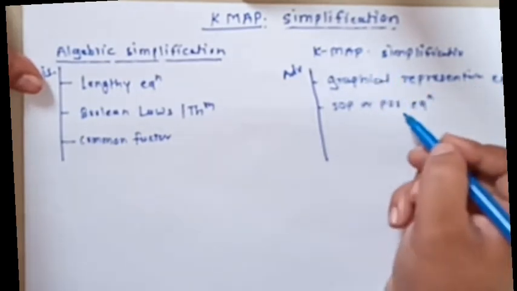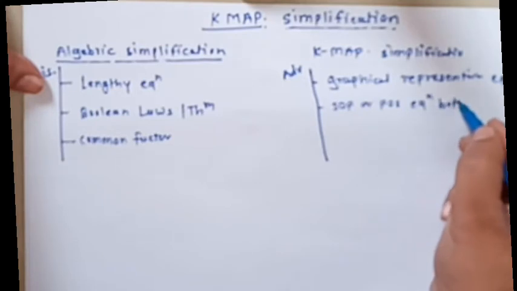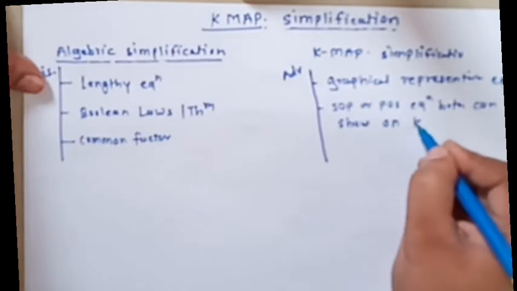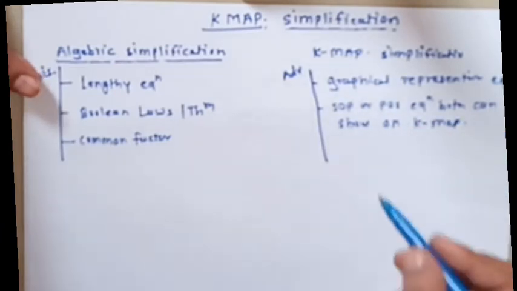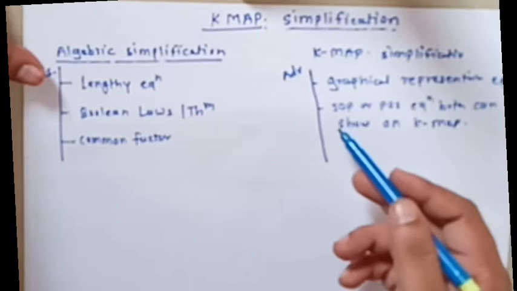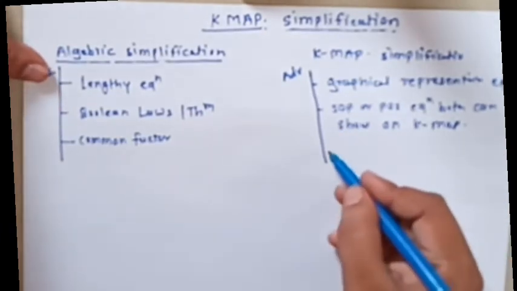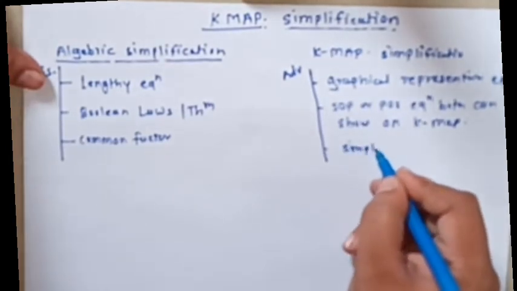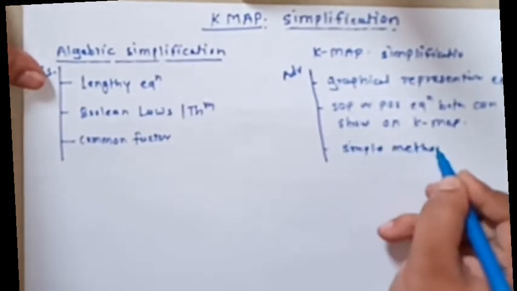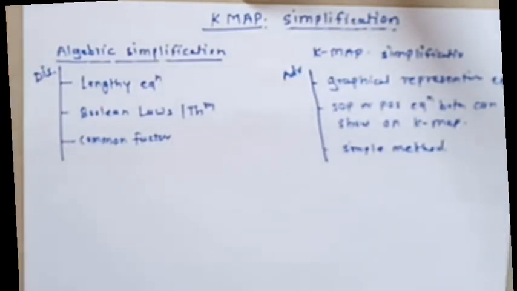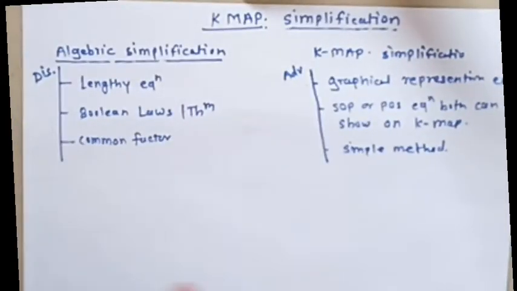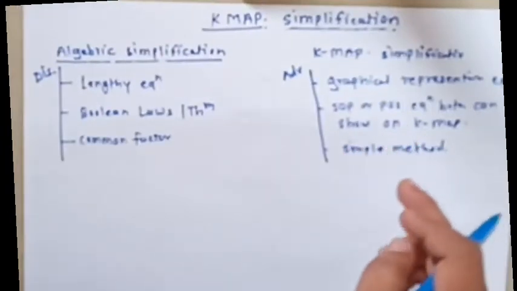Both SOP and POS equations can be shown on the K-map. It is a simple method of simplification. So these are the advantages of the K-map simplification technique.